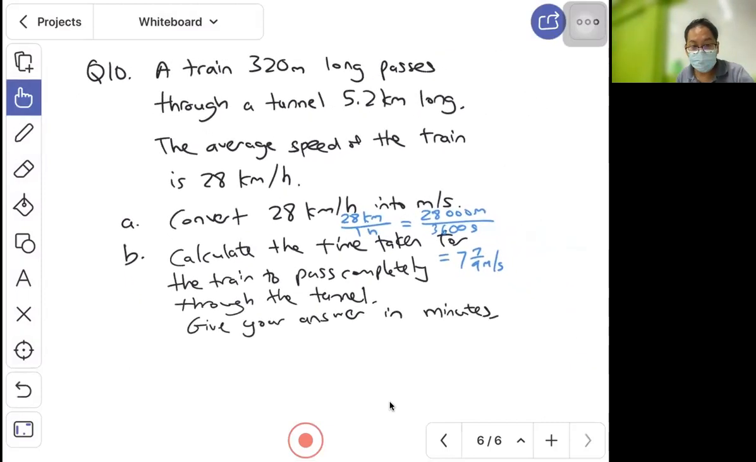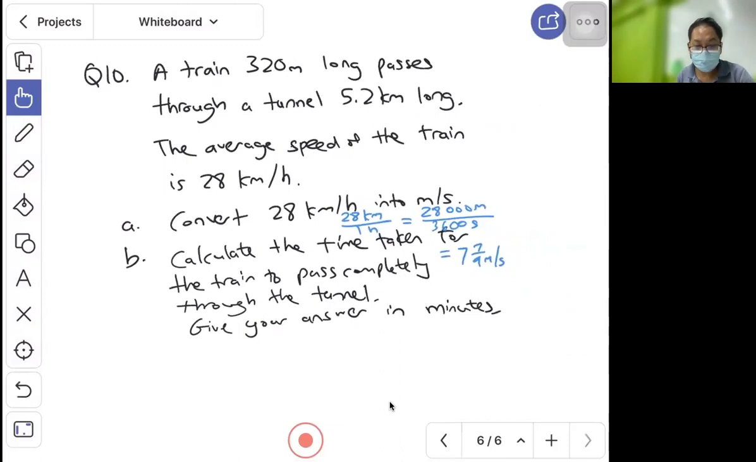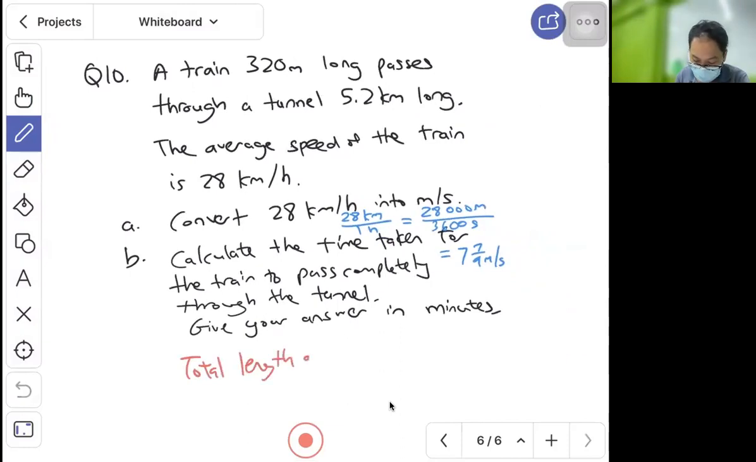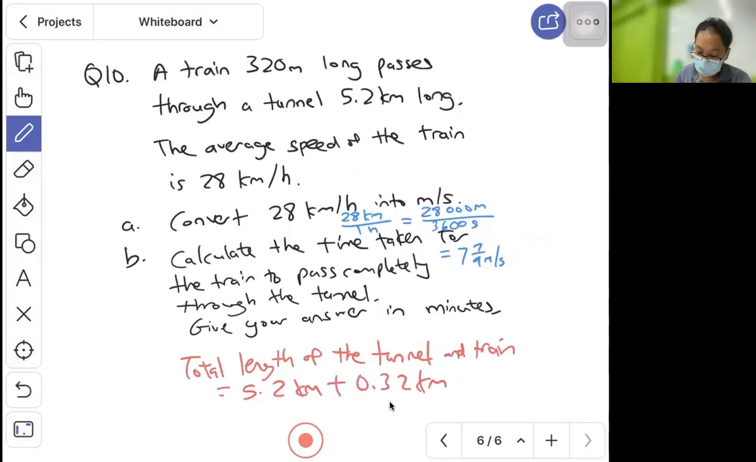Then for part B, you want to find the total length of the tunnel and train, which is 5.2 km plus 0.32 km, 5.52 km.